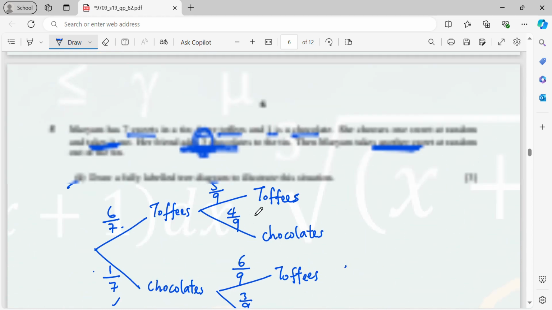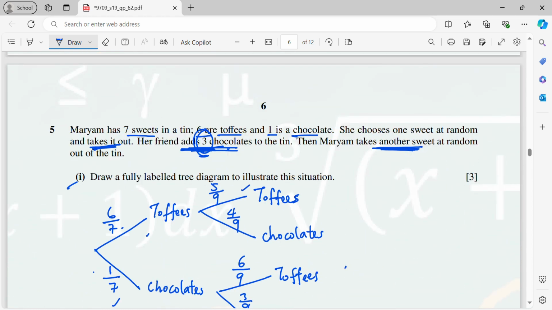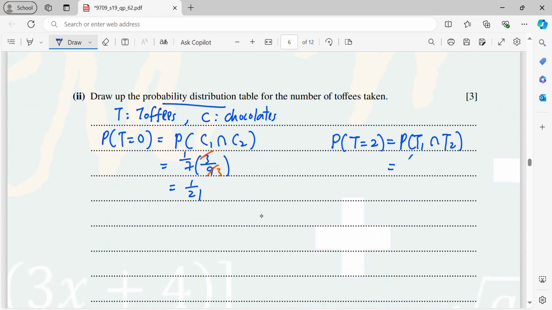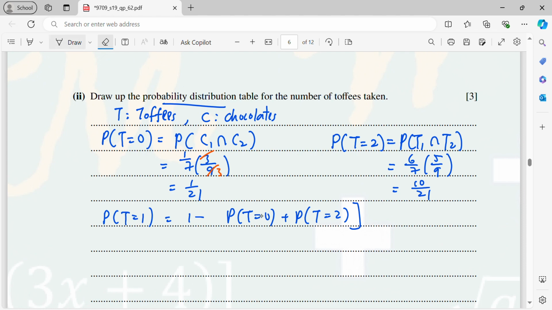So now, T1 and T2, so 6 over 7 times 5 over 9. That is a shortcut. Then you will be getting 10 over 21. Okay, now I know that PT equals 1 will be 1 minus PT equals 0 plus PT equals 2. So there is 1 minus 1 over 21 plus 10 over 21. So 1 over 21 plus 10 over 21, that is 11 over 21. So you minus that value from 1, you will be getting 10 over 21.